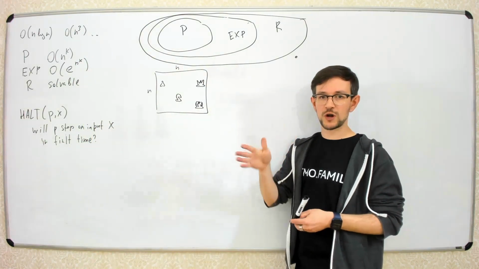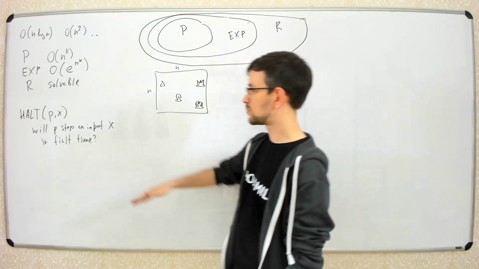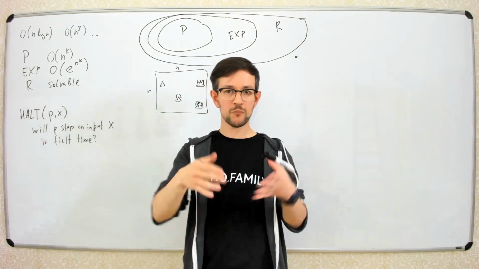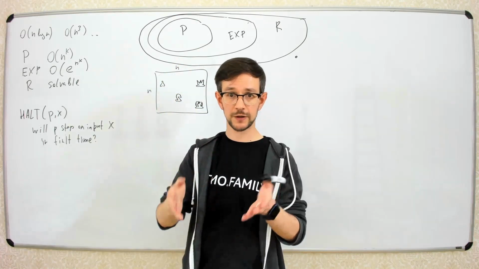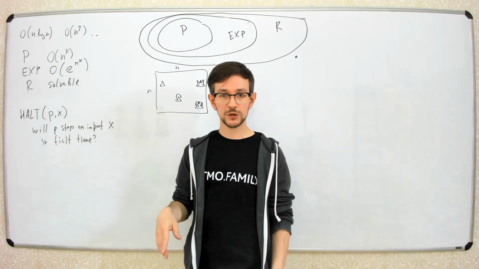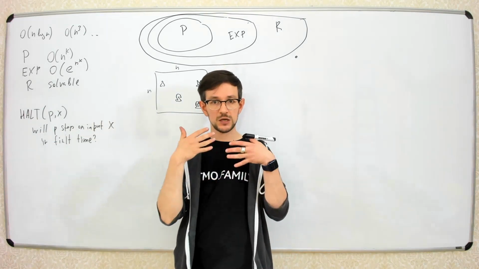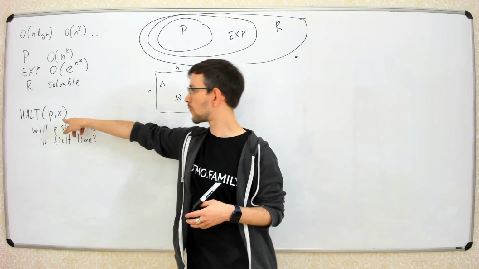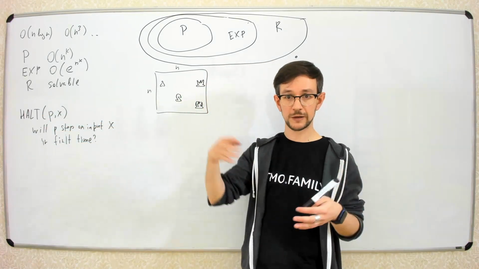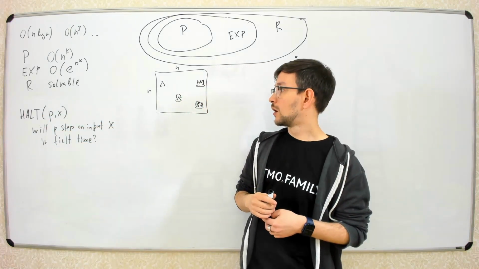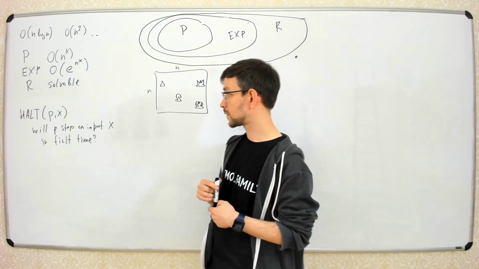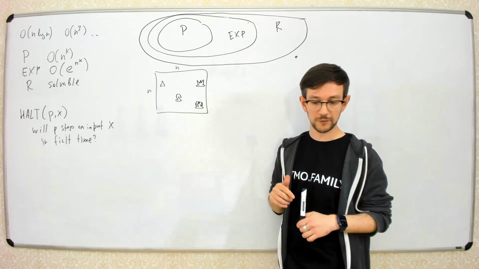So it's just a Boolean function, basically. You give it a program, which you can describe as a sequence of lines or something like that, and some input. And this function must say: will this program stop on this input at some point, or will it work infinitely? And it turns out this problem is unsolvable. Let's prove this problem is unsolvable.